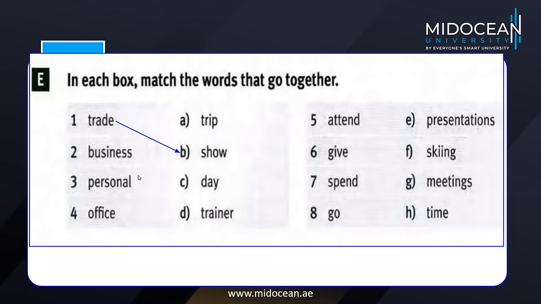Well, so number two, business trip. رحلة عمل, okay. Personal trainer, مدرب شخصي. Office day, okay, زي اللي بيبقى اليوم العمل بتاعنا. Attend meetings, احضر أو يحضر اجتماعات. Give presentations, اعطي presentations أو عروض. Spend time, يقضي وقت. And go skiing, لرياضة التزلج.